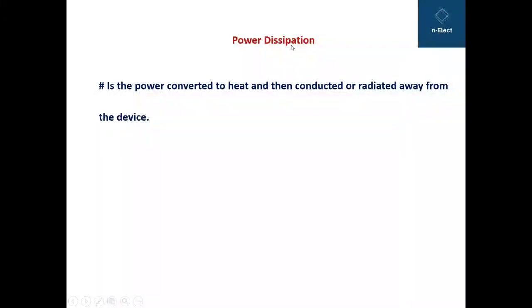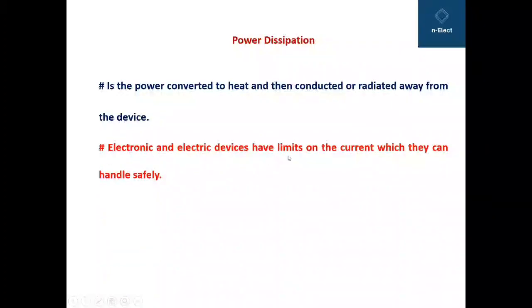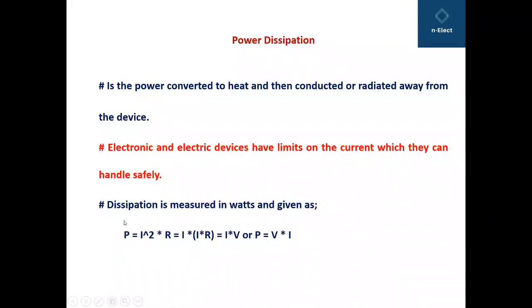The last parameter is power dissipation. This is the power converted to heat and then conducted or radiated away from the device. Electronic and electric devices have limits on the current which they can handle safely, and if the current goes beyond it, that current is converted into heat and that heat should be radiated out, otherwise the circuit may burn. Dissipation is measured in watts and is given by P equals I squared R. Instead of I squared I have written I into I and R as it is, and the combination I R is converted into V, so I into V. Therefore we can write P equals V into I.